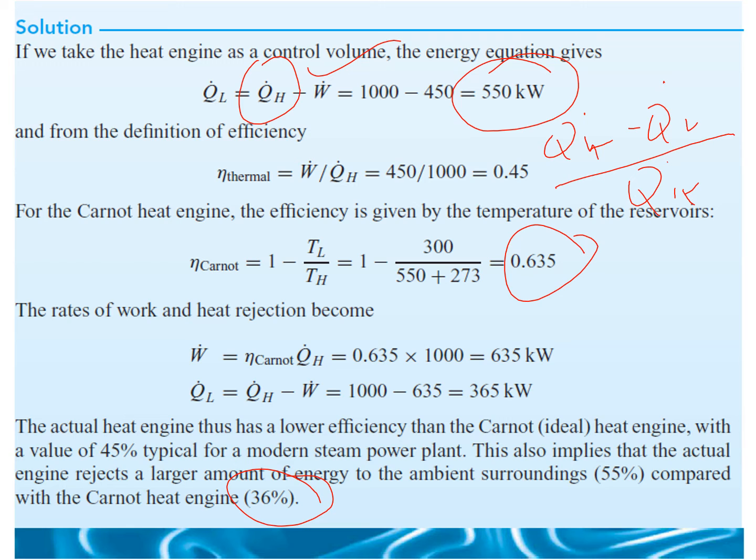and we will find that it is comparable with the 45% of a typical modern steam plant. This also implies that the actual engine has much lesser efficiency than the Carnot efficiency. So, as we have already discussed, the Carnot efficiency is the maximum efficiency that a machine can have.